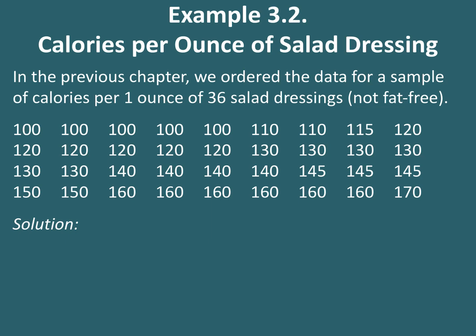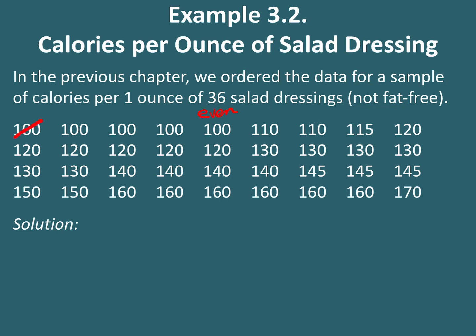Let's do an example. Here, our data values are already in order from least to greatest. What is the median of this data set? Well, we'll notice that we have 36 salad dressings, which means we have an even number of data values. So if we go ahead and count these up, half of 36 is 18.